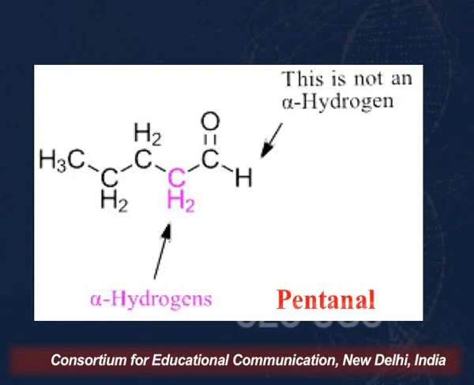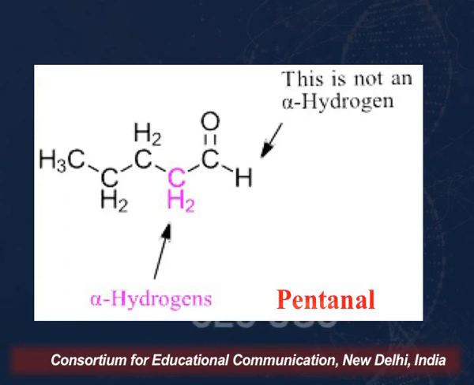As you can see on your screens, the hydrogen which is attached to the aldehyde group, that is, attached directly to the carbon of the carbonyl group, is not acidic in nature. So this is not acidic in nature, and this is not an alpha hydrogen. The point to be noted here is that the hydrogen of the aldehyde group is not an alpha hydrogen. It forms part of the functional group.